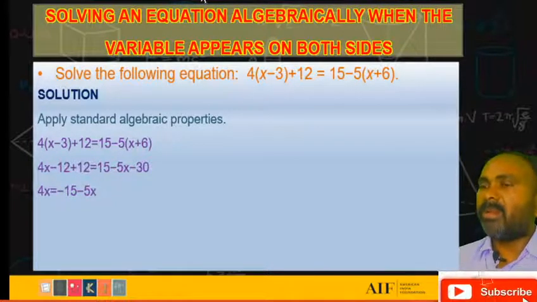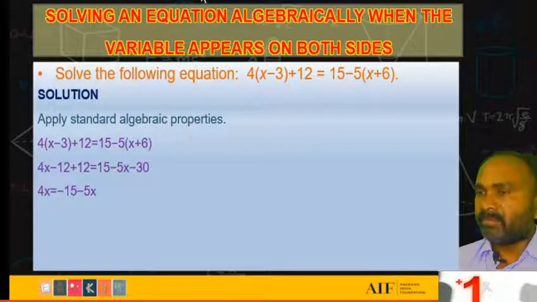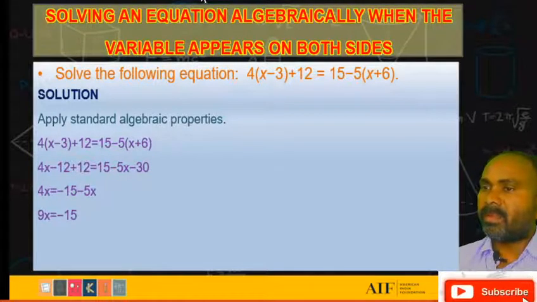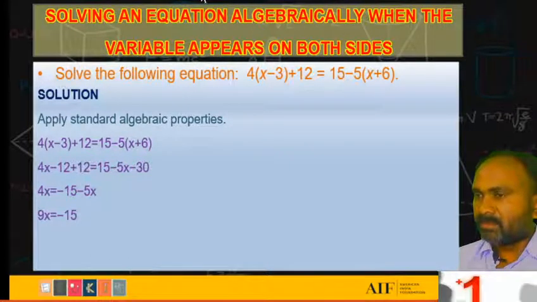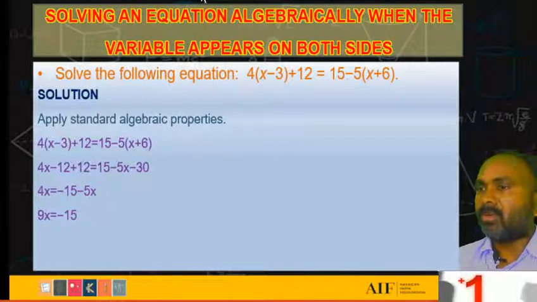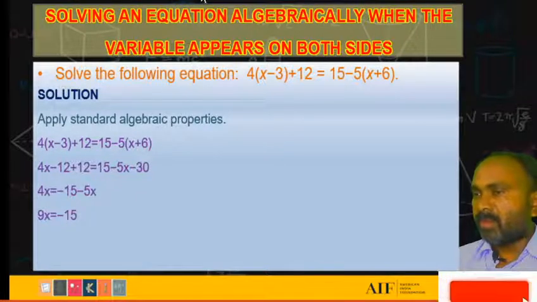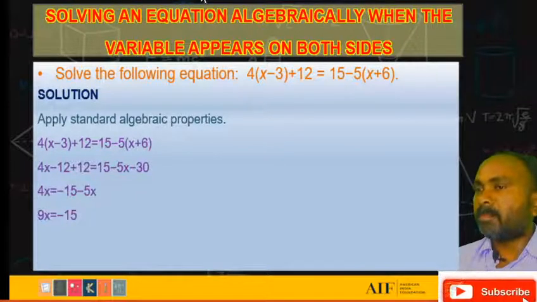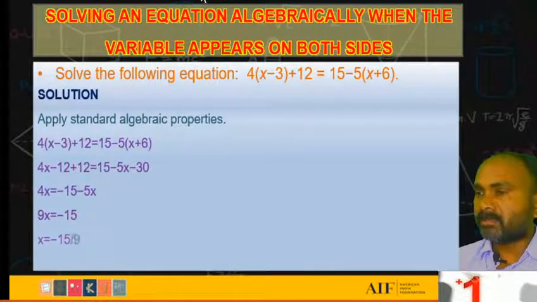Here the RHS has an x value, so we move minus 5x to the LHS. Here it is minus, so it changes to plus 5x on the other side. So 4x plus 5x equals 9x.